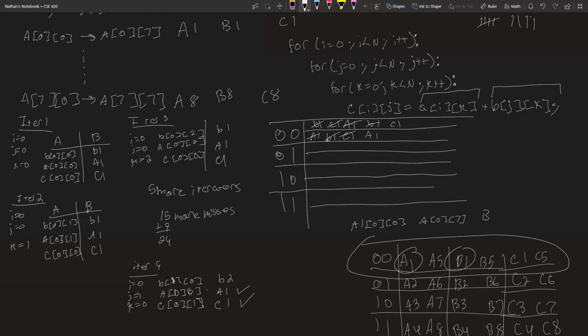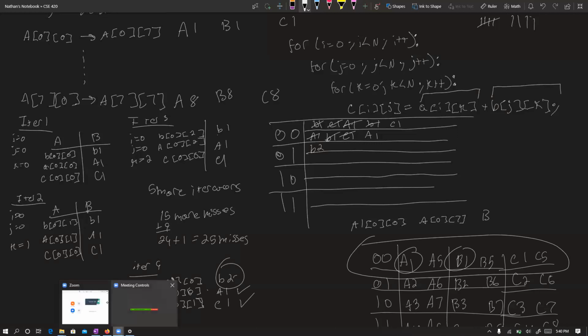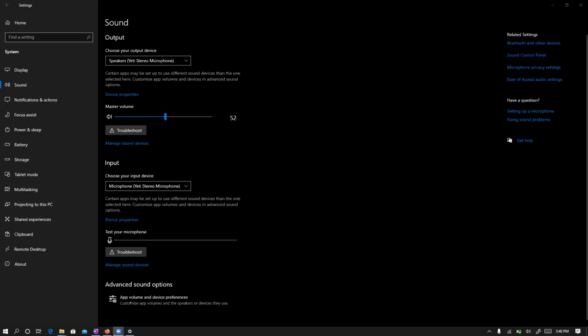And then we just have to add B2. So we actually have one miss. I was wrong on that. So we add plus 1 equals 25 misses, which should be pretty much all we would need to do for this. And I can also explain further if need be. So let me know. Thank you for watching.